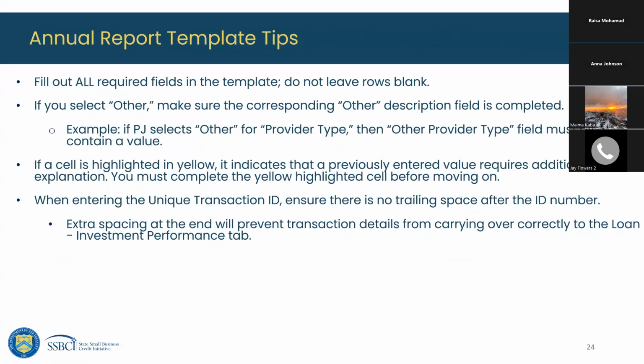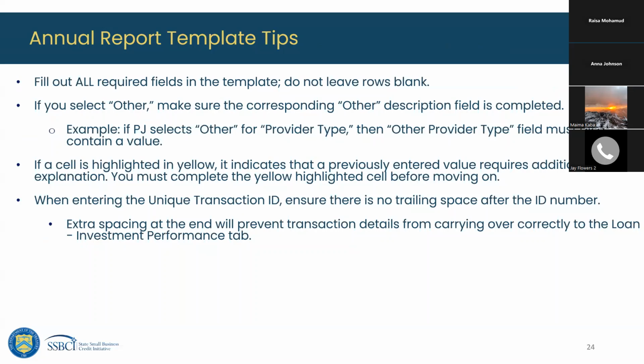Okay, so on the actual template, we want to make sure that jurisdictions are filling this out appropriately. As a quick reminder, fill out all the required fields in the template. Do your best to not leave any rows blank. Also, if you are selecting other in any of the columns, there's usually going to be a corresponding other description field. So make sure that if you're selecting other, you're prepared to provide additional information on what exactly that other is.